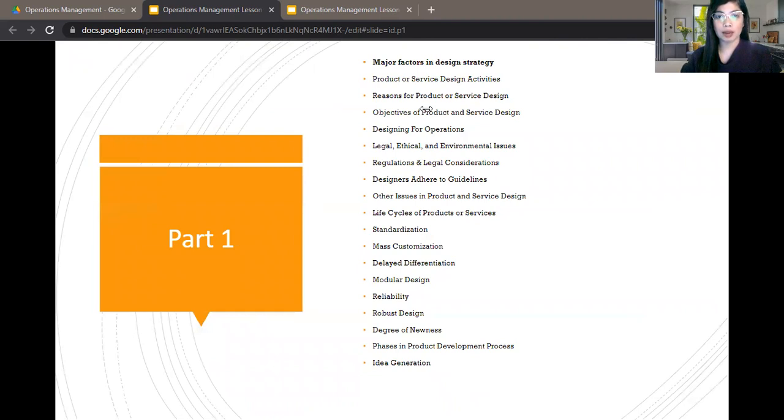Part one of this topic includes major factors in design strategy, product or service design activities, the reasons for product or service design, the objectives of product and service design, designing for operations, the legal, ethical, and environmental issues, the regulations and legal considerations, designers adhere to guidelines, other issues in product and service design, life cycles of products or services, the standardization, mass customization, delayed differentiation, modular design in relation with the hospitality industry, reliability, robust design, degree of newness, phases in product development process, and idea generation.